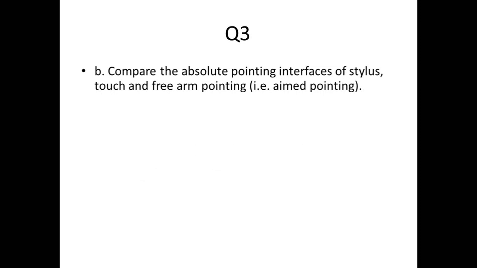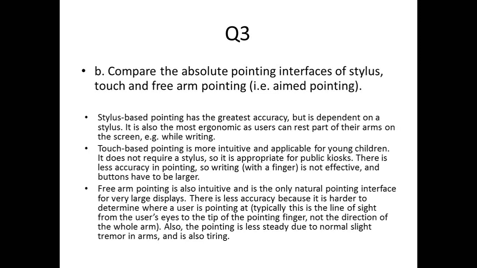Question B. Compare the absolute pointing interfaces of stylus, touch, and free arm pointing. The stylus-based pointing has the greatest accuracy, but is dependent on a stylus. It's also the most ergonomic as users can rest part of their arms on the screen, like while writing.